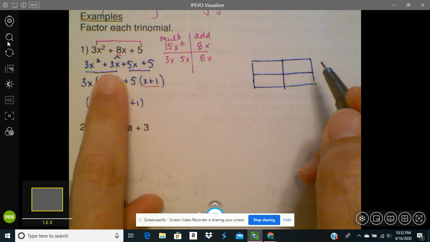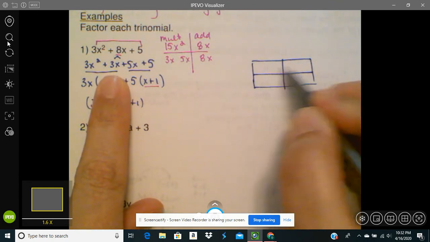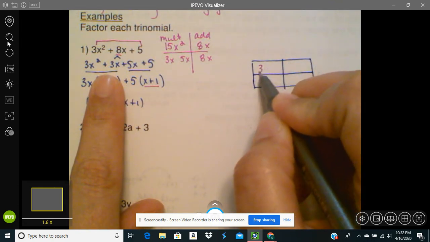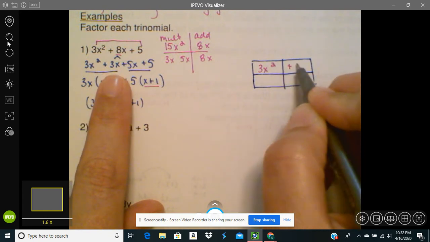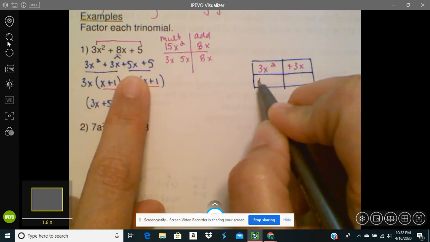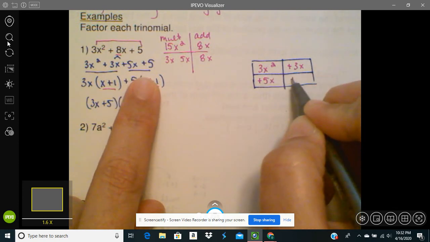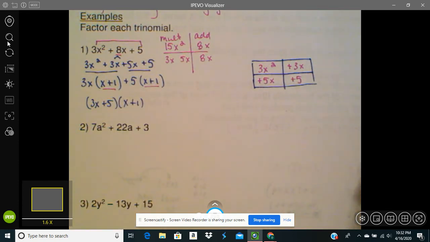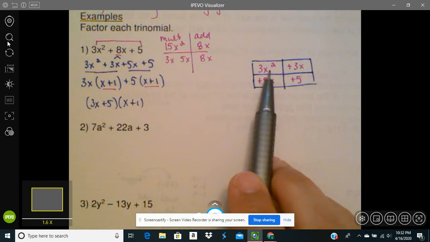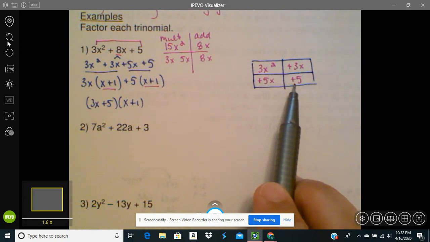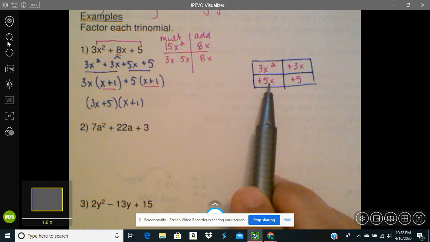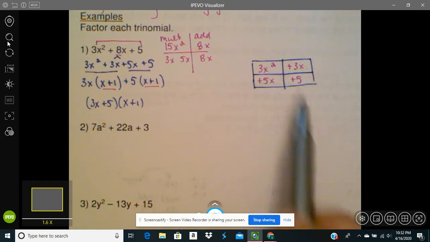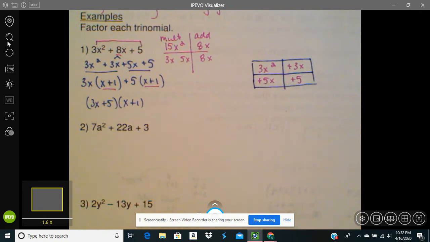I'm going to use these 4 terms. Remember, we need 4 terms because there are 4 spaces here. So we've got 3x squared plus 3x plus 5x plus 5. And remember, there's a little way to check this. 3x squared times 5 gives me 15x squared. 3x times 5x gives me 15x squared. I know that these are the right numbers to use, and I know that every term is in its proper position because I have the equal cross products.